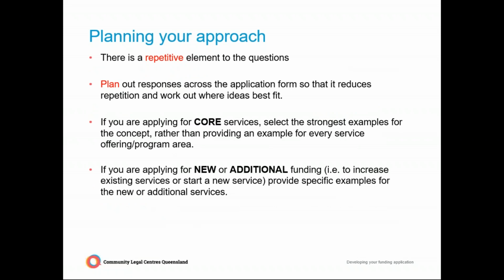There is still a repetitive element to the questions, as some of you might have experienced in 2016. So using how you're going to plan out your responses across the application to either capitalise on the repetition or reduce the repetition. So when you're thinking about applying core services, select the strongest examples for the concepts rather than feeling like you have to provide an example for every single thing of your core service and of that concept. So if the concept is collaboration and it's a core service, then you might be picking one particular program area that you think really illustrates strength in collaboration. But if you're applying for new or additional funding, make sure you provide an example for every instance where you're applying for new and additional funding, so that you're making a strong case that resources need to be allocated for that purpose that haven't been otherwise in the past.